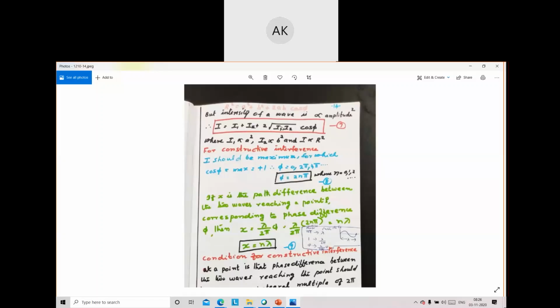From this equation, when I becomes maximum, for which angle phi does I become maximum? Devananda, tell. For which angle of phi is this intensity maximum? Devananda.